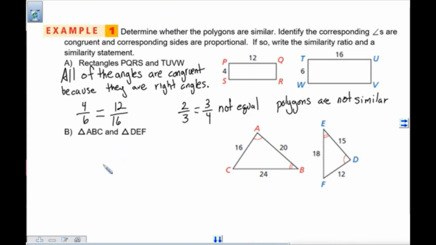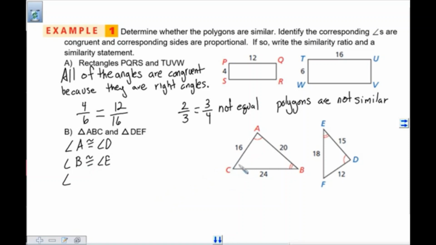Next up, we are looking at 2 triangles. So we need to look and see which angles are congruent. We have angle A with 1 arc mark and angle D with 1 arc mark. So angle A is congruent to angle D. And we have angle B with 2 arc marks and angle E with 2 arc marks. So angle B is congruent to angle E.